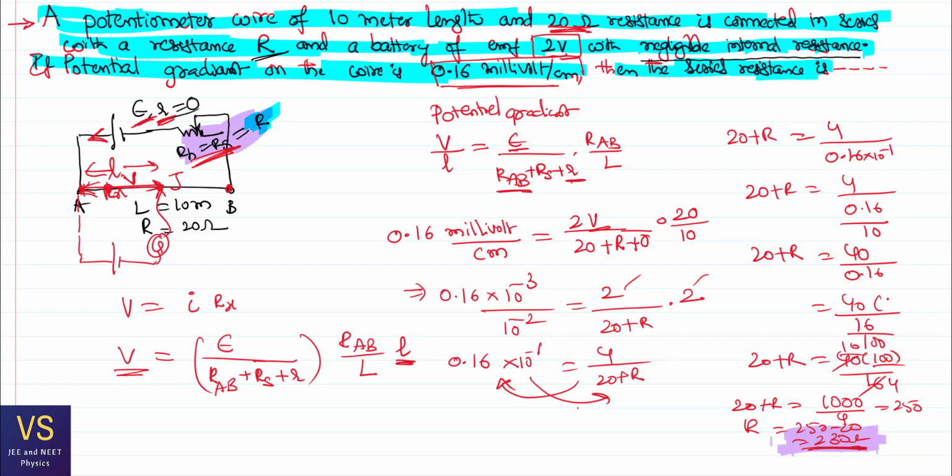So while we are solving this problem, we come across an important concept called potential gradient. Remember that potential gradient means potential per length, that has a unit of volt per meter in SI system. That's how we have to solve this problem.